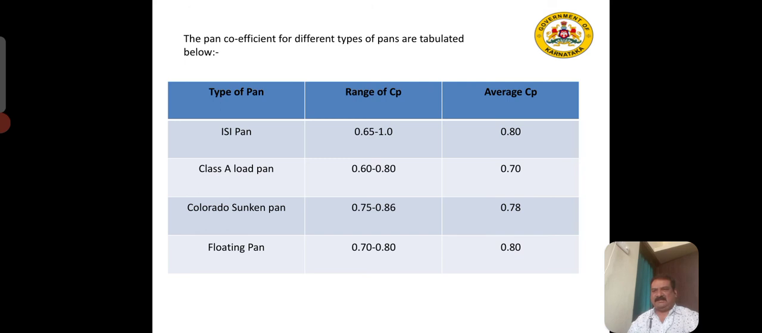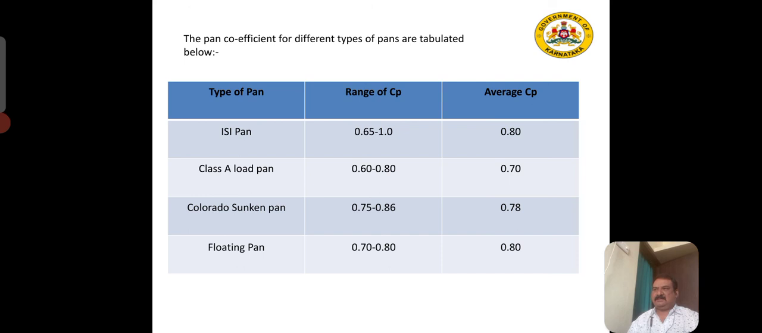Type of pan, range of coefficient, average coefficient. For ISI pan, 0.65 to 1, it gives an average of 0.8. For Class A land pan, 0.6 to 0.8. For Colorado sunken pan, 0.75 to 0.86. For floating pan, 0.70 to 0.80, with an average coefficient of 0.80.